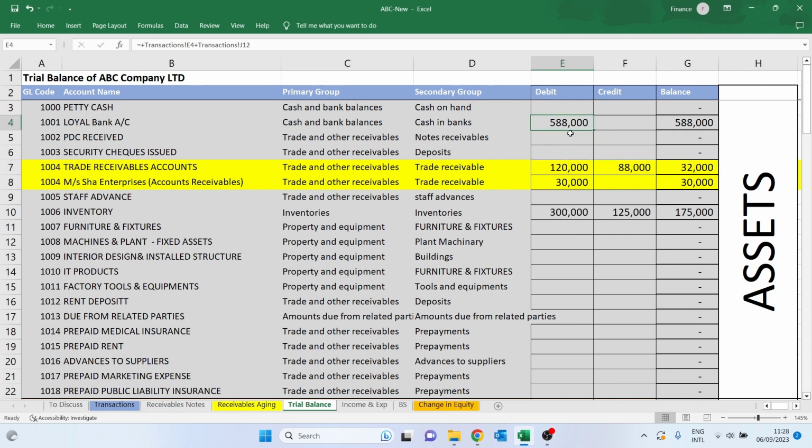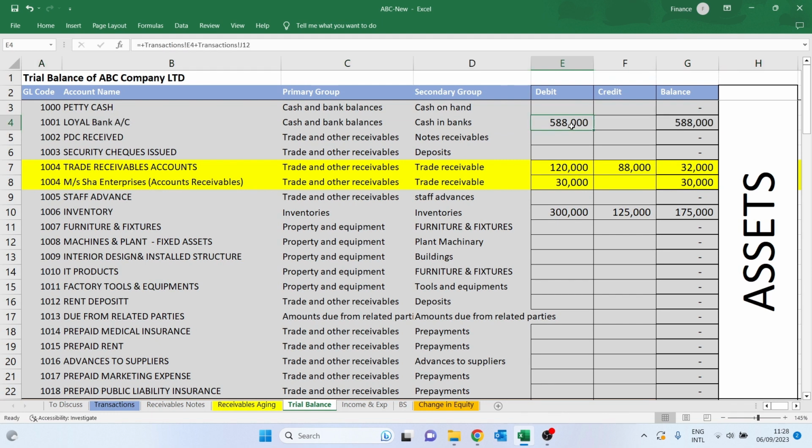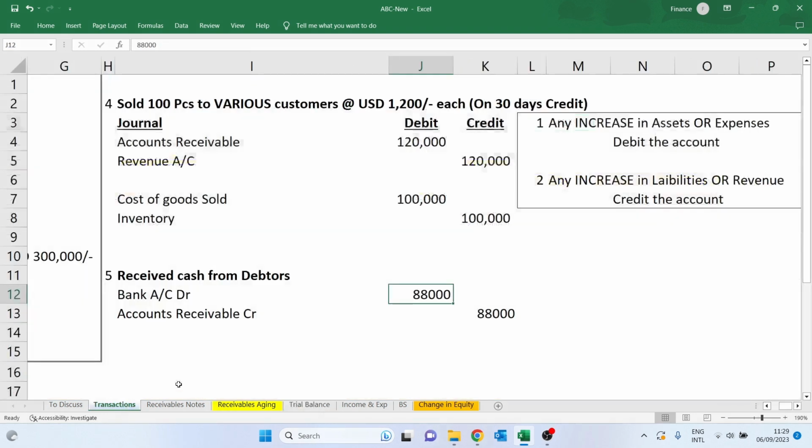So our bank account here, this is the bank account. Here we have debited 88,000. 500 was our capital. We haven't touched that 500K yet because our purchase was actually on credit basis. So 500,000 plus 88,000. The 88,000 is the one we just received in cash from our receivables, our customers' accounts receivable.